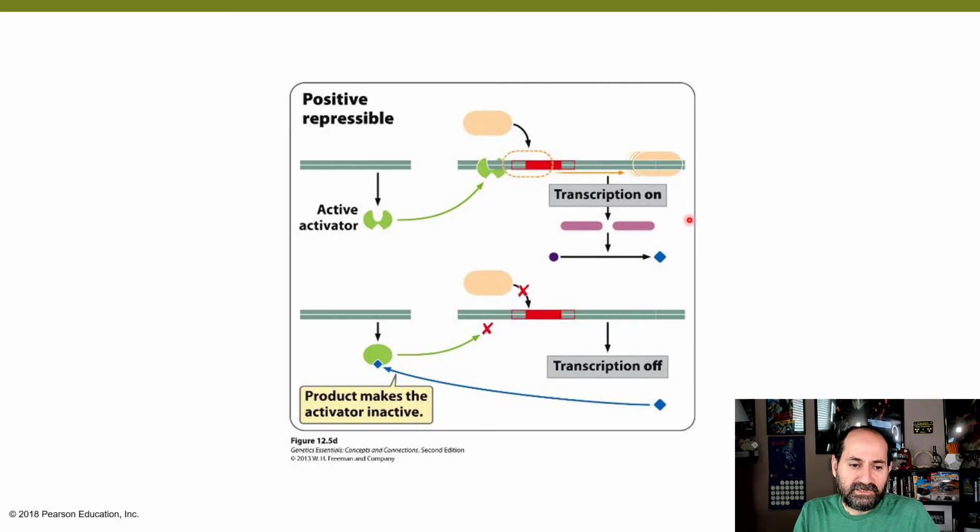Next, what can happen is this product can actually feed back, binding to the activator, inactivating the activator such that it doesn't bind to the activator binding site, it doesn't recruit RNA polymerase, and transcription is turned off. So you see, this is an example of turning off production. The product of the pathway itself feeds back to inhibit its own production. This is an example of feedback inhibition, where the product of a pathway can feed back and serve as the inhibitor for the very pathway that it helped to promote.